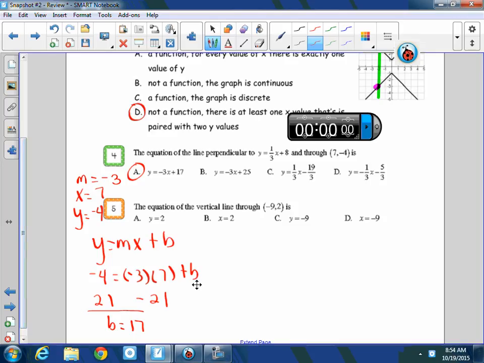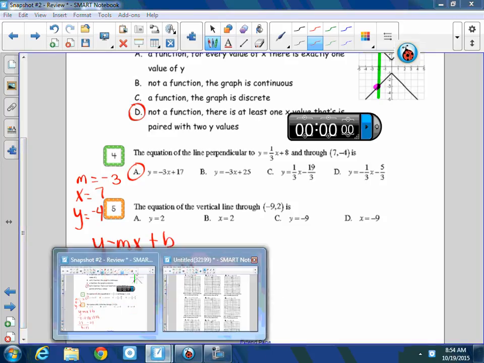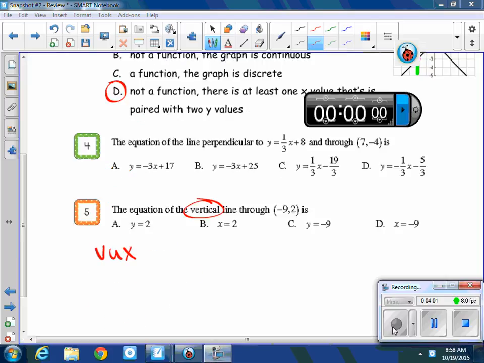Next one, number 5, go. 2 minutes for that one. That means it's box, which means x equals a number. So I can eliminate a and c. What number does x equal to?